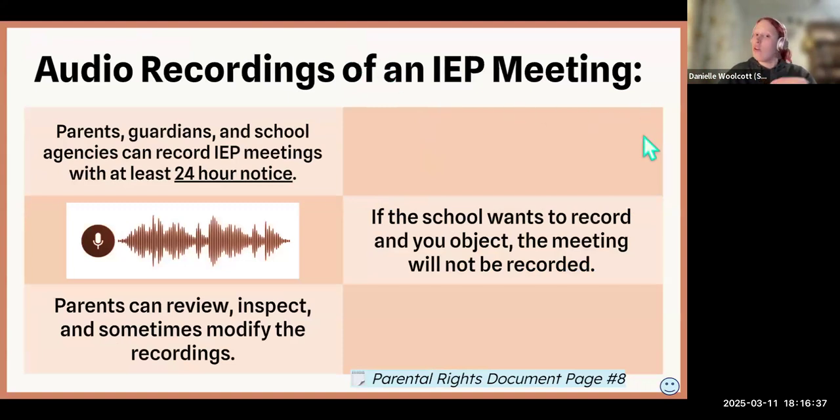When it comes to audio recordings during an IEP meeting, parents, guardians, and school agencies can record IEP meetings with at least 24-hour notice. So this means they're giving the rest of the team at least 24 hours of notice. If the school wants to record and you object, the meeting will not be recorded. And parents have the right to review, inspect, and sometimes modify the recordings. And if you check out page 8 on the document, it talks about that a little bit more.